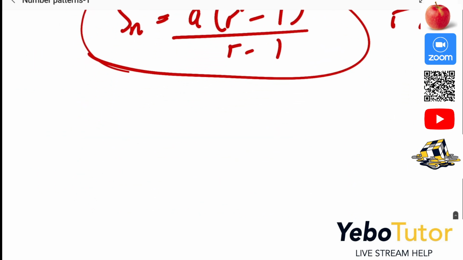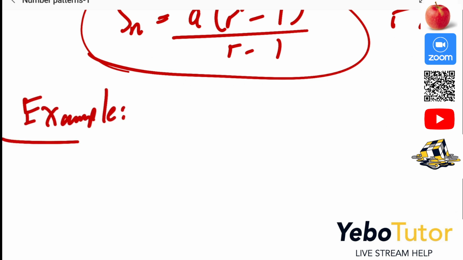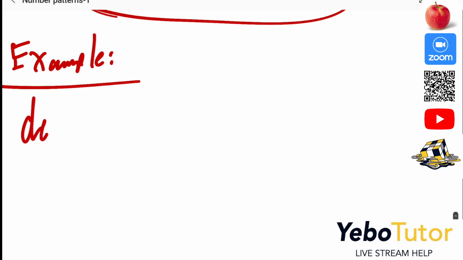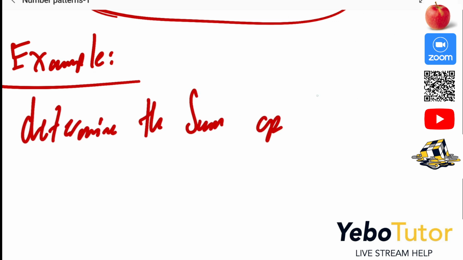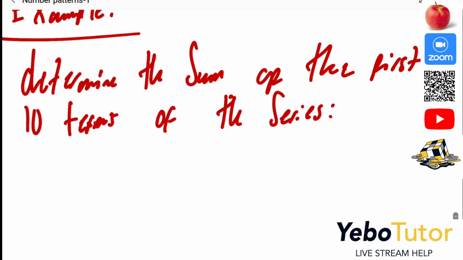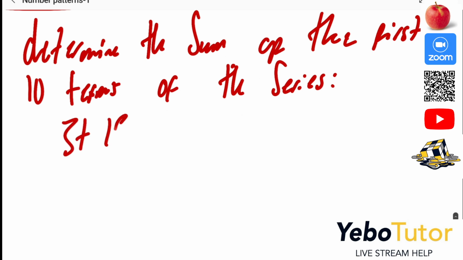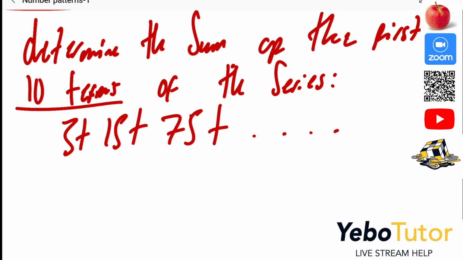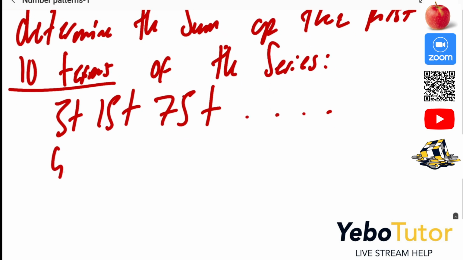Okay, now let's have one example so that we can understand what we mean by that. Let's say determine the sum of the first 10 terms of the series. Let's give the series 3 plus 15 plus 75 plus. So we need to calculate the sum of the first 10 terms, and this is our geometric series.